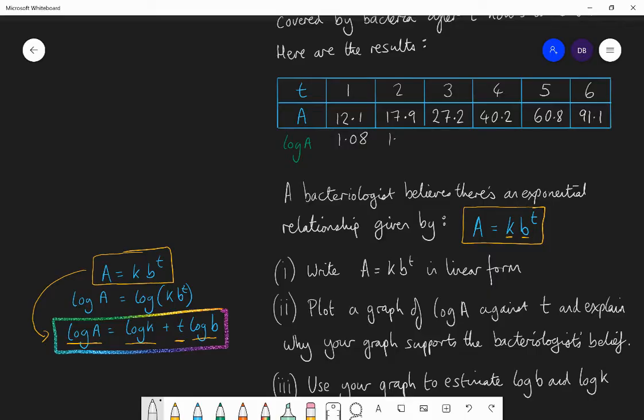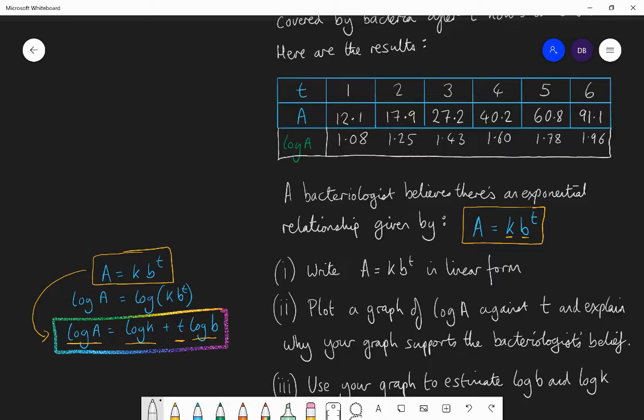Log of 17.9 is 1.25. Remember, when we say log of, we're doing log base 10. That's our default logarithm. 1.43 is the next one. 1.60. 1.78. And 1.96. So those are the values of log A.